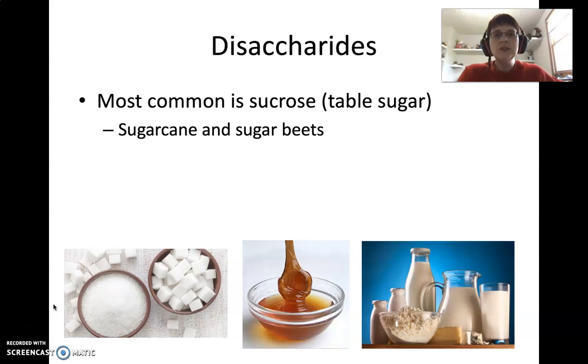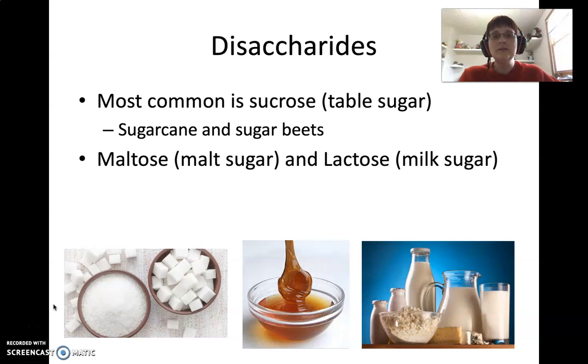So sucrose is actually extracted mainly from these two crops, from sugarcane and sugar beets. If the package doesn't say that it's from cane, from sugar cane, or that it's cane sugar, then it's actually been extracted from sugar beets because it's actually cheaper to grow and extract sugar from sugar beets.